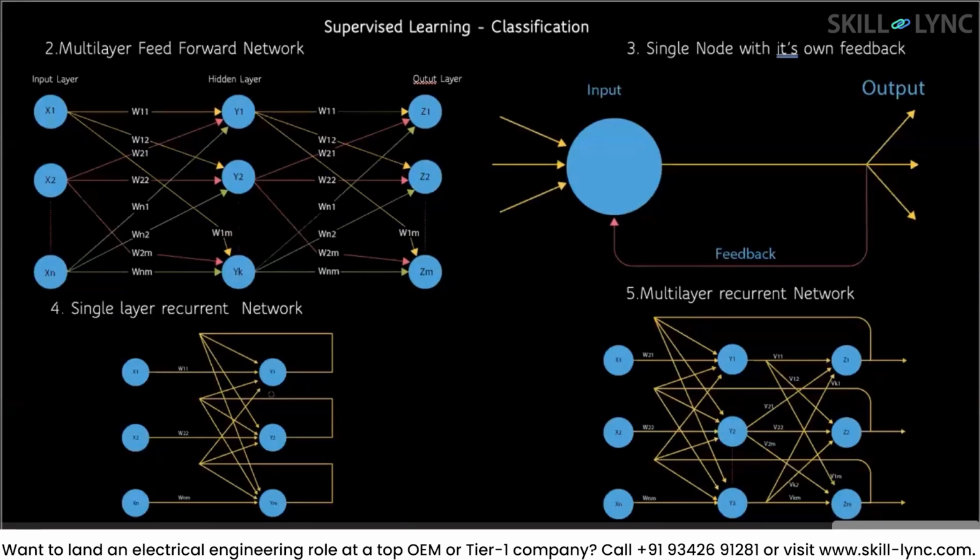Similarly, we have a single layer recurrent network. For example, these are our inputs, and these are our outputs Y, and then we are just recurrenting. That means we are giving the feedback to its own layer so that we can correct the output. Similar to that, in the multi-layer recurrent network, we are giving the feedback back to its own node. So don't worry about recurrent networks.